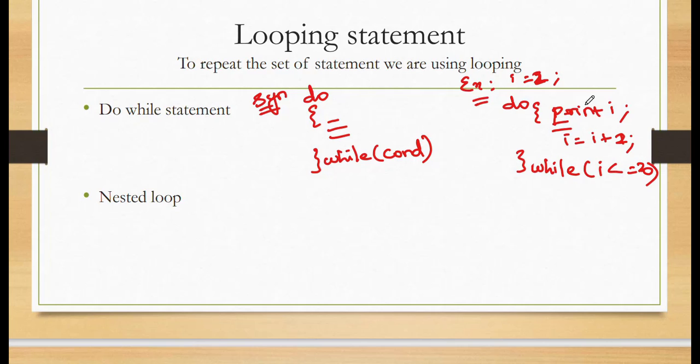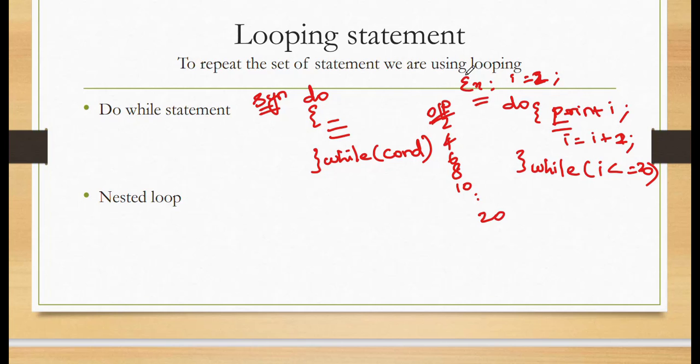So what does this program do? Initially it is 2 and it will print I. Then I equal to I plus 2, so it will increment the value by 2. So 2 plus 2 is 4. Then 4 is less than 20, yes, so it will go to the loop and print 4. So 6, 8, 10, up to 20 it will print. So this is the do while structure.